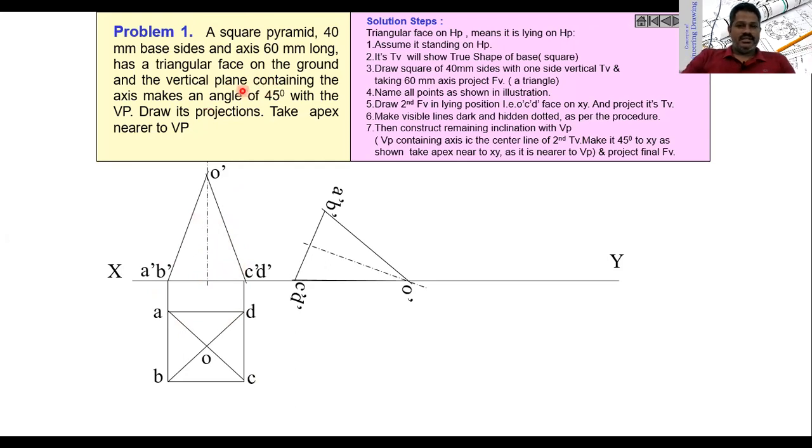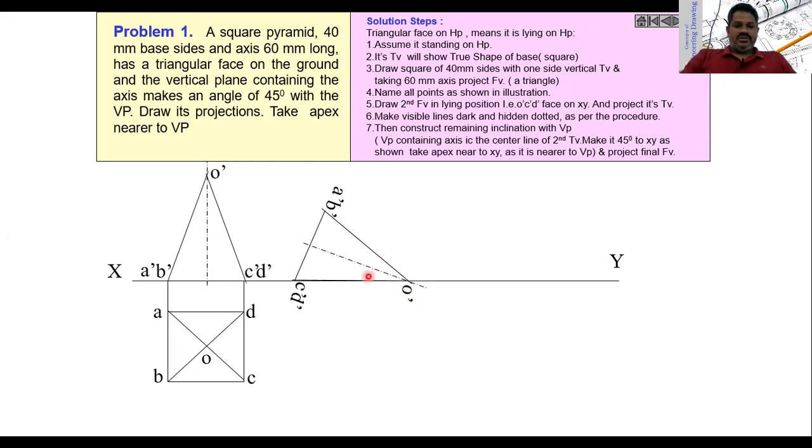Then the actual given condition in the problem is that one of the triangular faces is lying on the ground. Now I am twisting this front view in such a way that one of the faces is lying on the ground, that means on the HP. Now take a compass, then locate a point O dash at a convenient location.